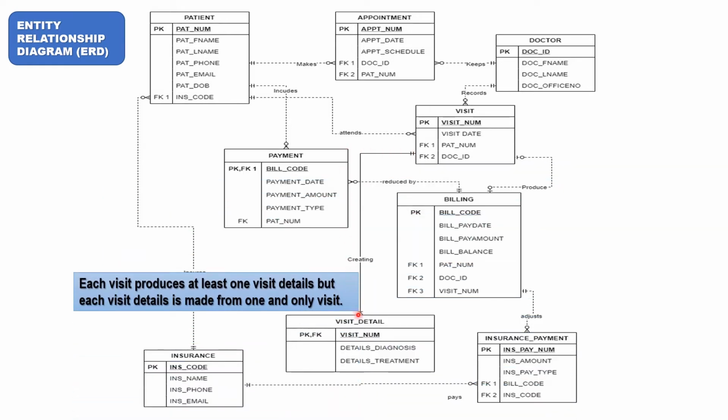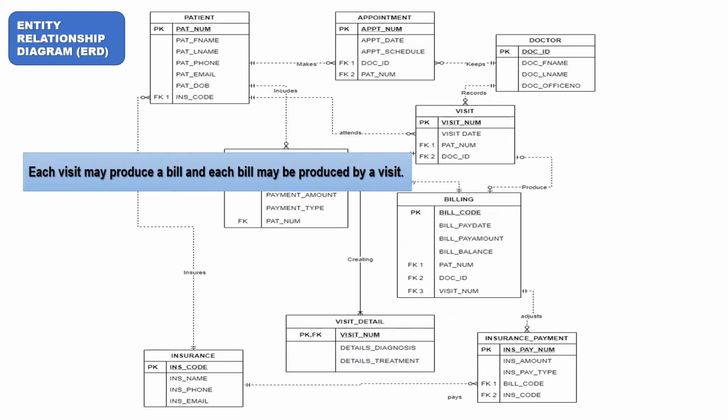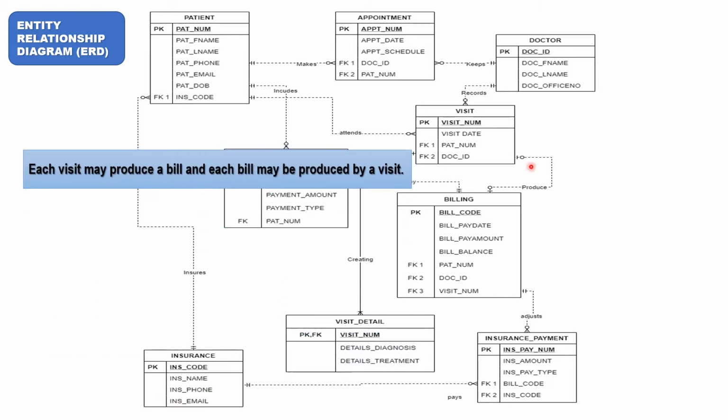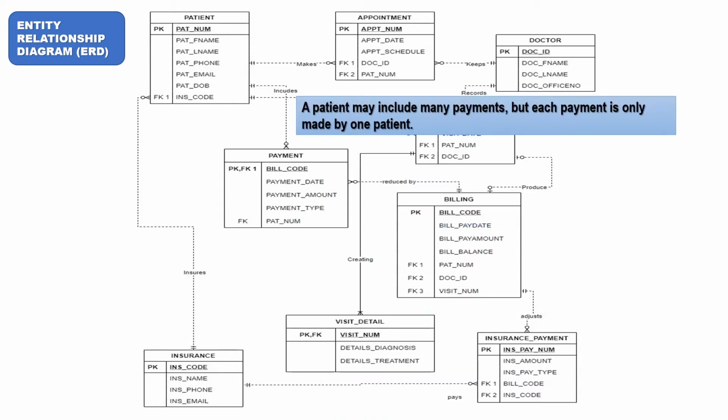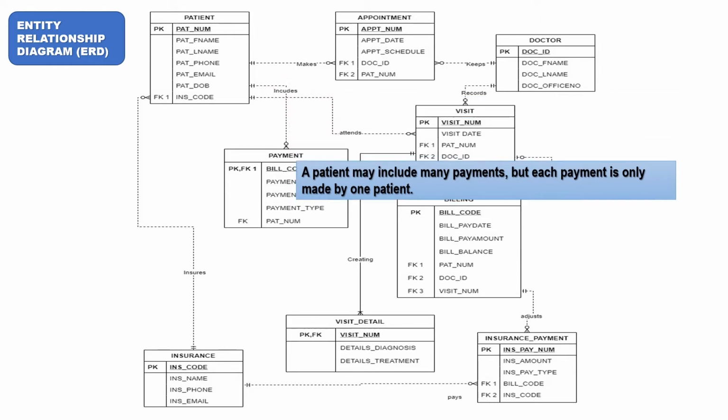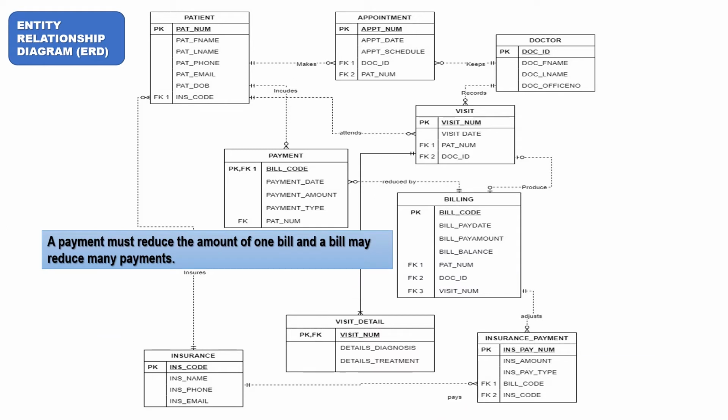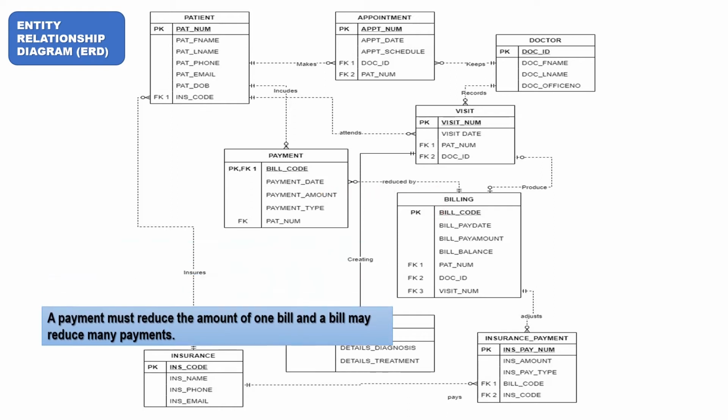Each visit produces at least one visit detail, but each visit detail is made from one and only one visit. Each visit may produce a bill, and each bill may be produced by a visit. Each billing may or may not adjust many insurance payments, while one insurance payment can be adjusted by one and only one bill. A patient may make many payments, but each payment is only made by one patient. A payment must reduce the amount of one bill, and a bill may be reduced by many payments.